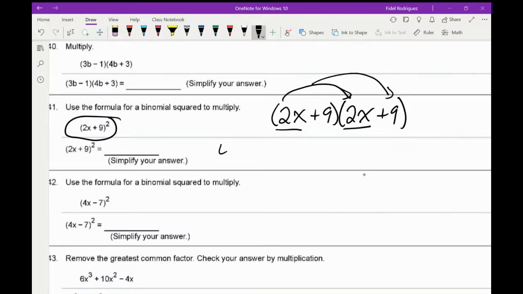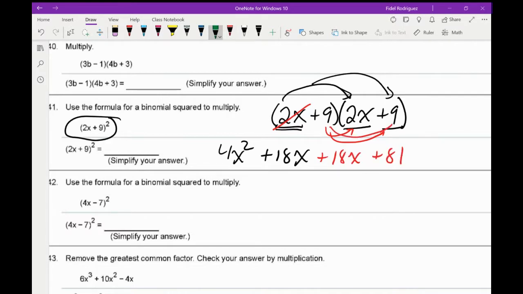So 2x times 2x is gonna leave me with a 4x squared. 2x times 9 will leave me with an 18x. Now remember, I've already used this 2x, so I don't have to use it anymore. And we're going to do the same thing here. So 9 times 2x is also 18x. And 9 times 9 is 81.